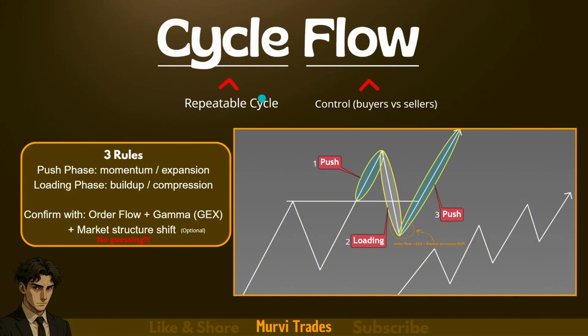So as you see here, I named this model cycle flow because it's repeatable, it happens many times. For example, here we have an uptrend, and it will always break the swing high. We have swing high, swing low, so the price will break it, then we have a loading phase, then it will again break it, then we have a loading phase, then again it will break it, then we have a loading phase. So I named this model cycle flow because it's a repeatable cycle. And I named it flow because you want to know who's in control, buyers versus sellers, in this loading phase.